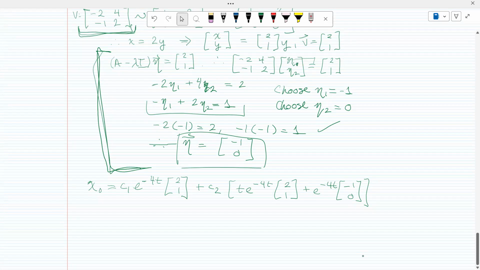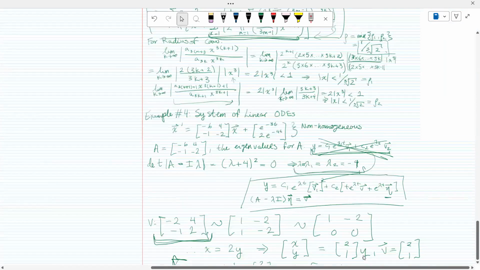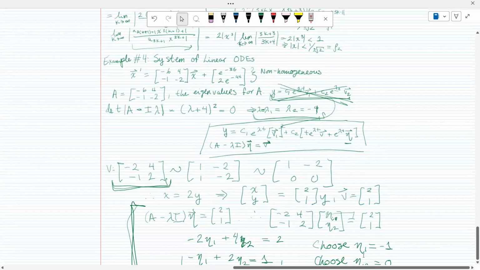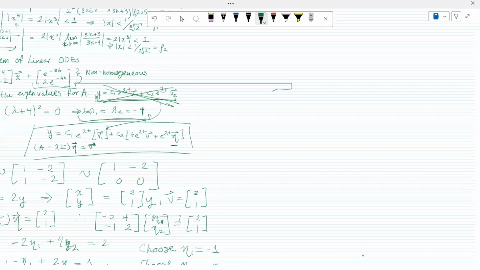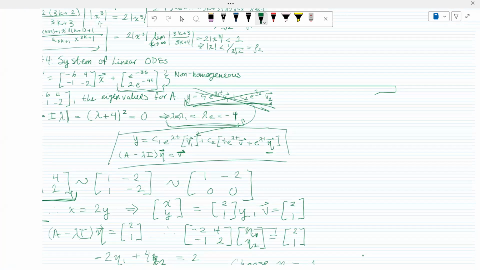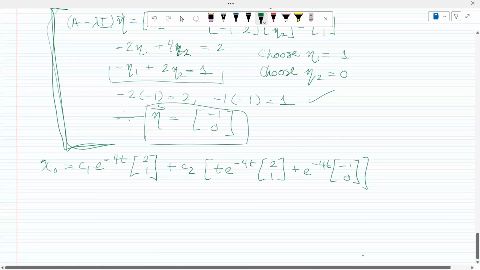So this is our general solution for the homogeneous case. But we know that this is a non-homogeneous equation because of what we have right over here. So we need to do a little bit more work until we get our final solution.